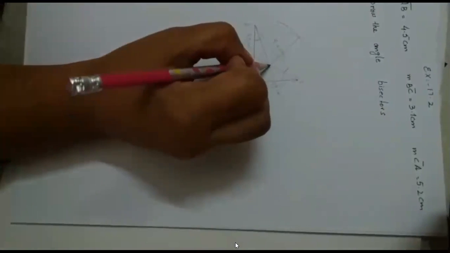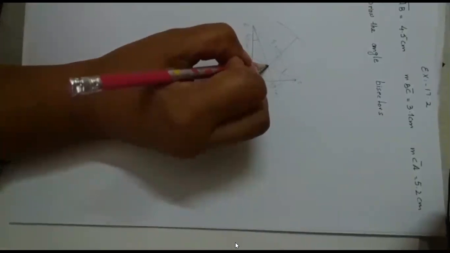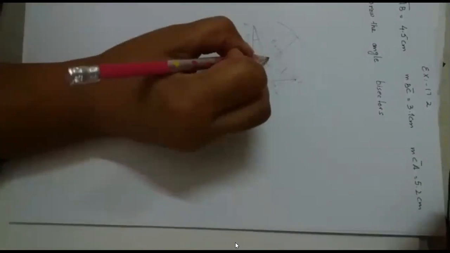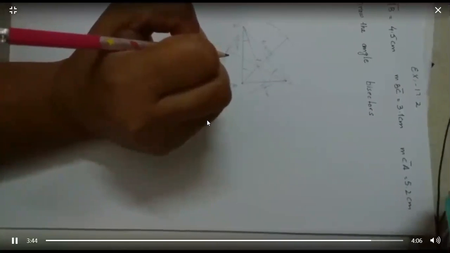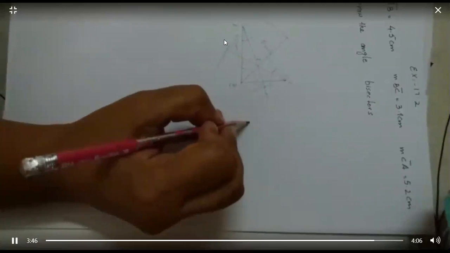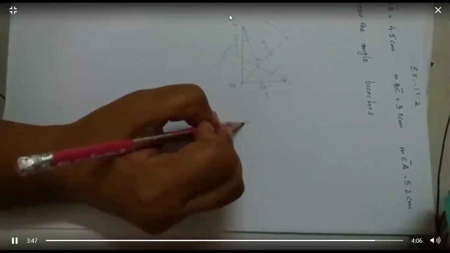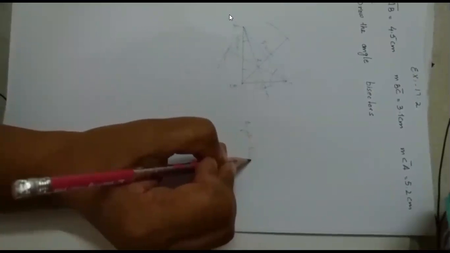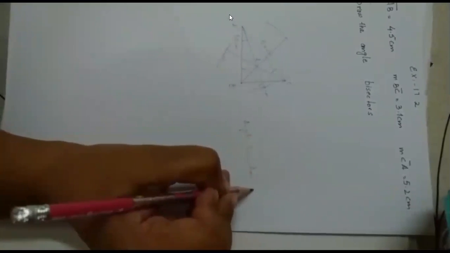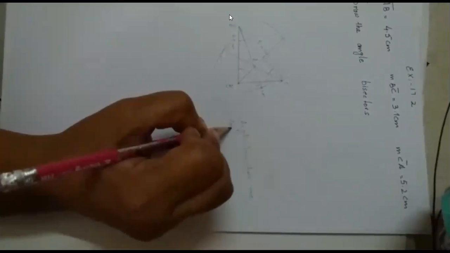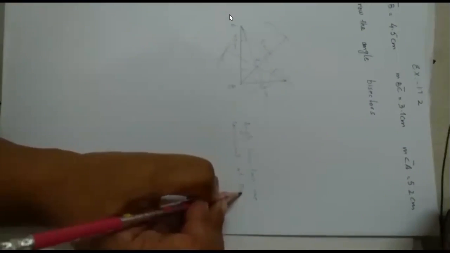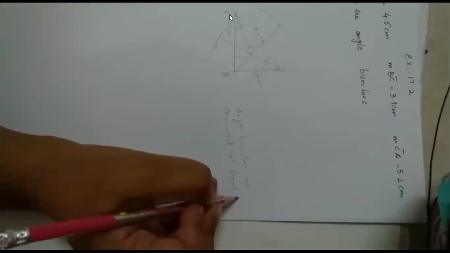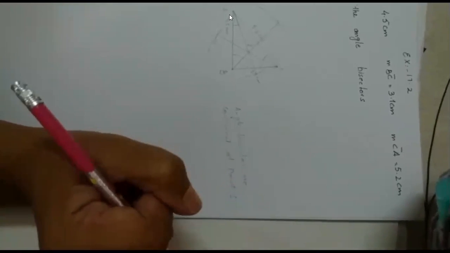Now you see that all the angle bisectors meet at one point. This is point I and this is the point of concurrency. And then we mention that the angle bisectors are concurrent at point I. You will do the rest of the two parts by yourself.